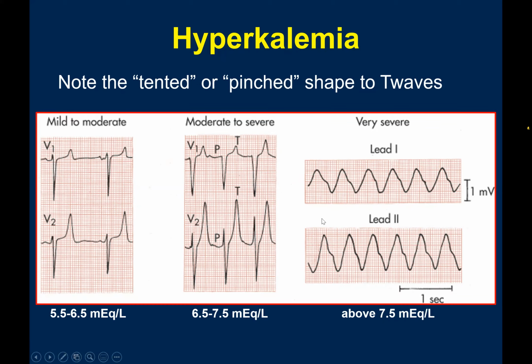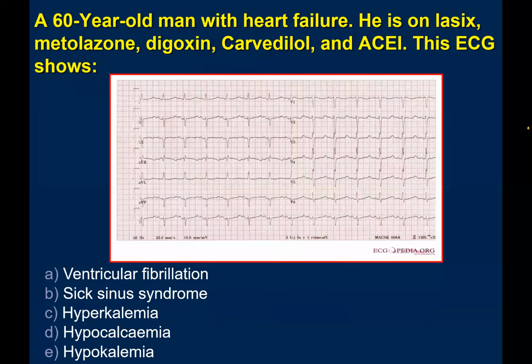If somebody's potassium is normal and then suddenly elevated, most of the time you'll see some ECG changes. Thank you. Next case, a 60-year-old gentleman with heart failure. He's taking Lasix, metolazone, digoxin, carvedilol, and he's on ACE inhibitors. This is his ECG in the emergency room. So what do you think? What could be the cause of his symptoms based on the ECG?